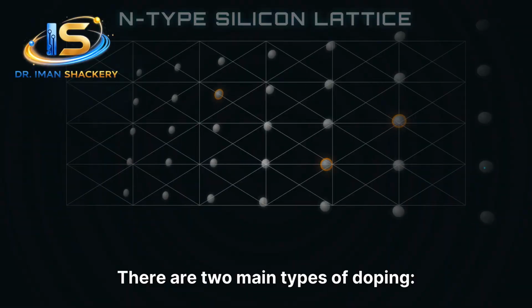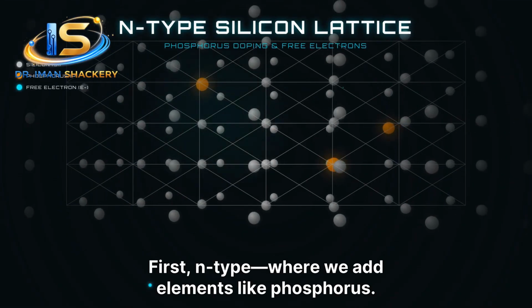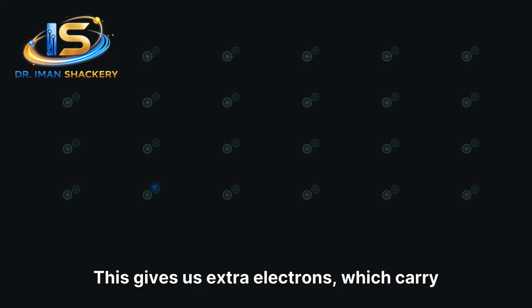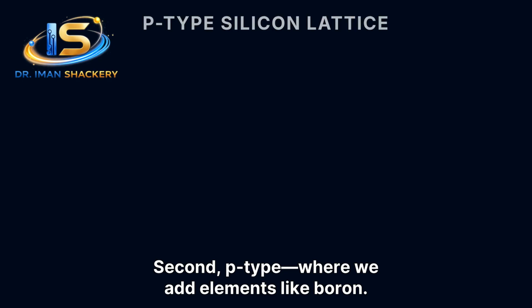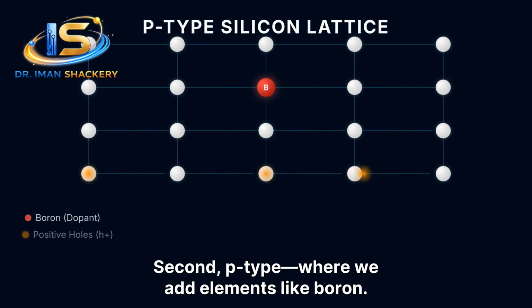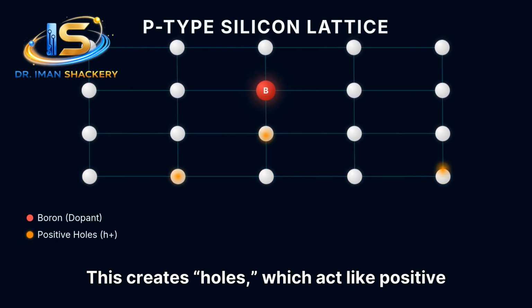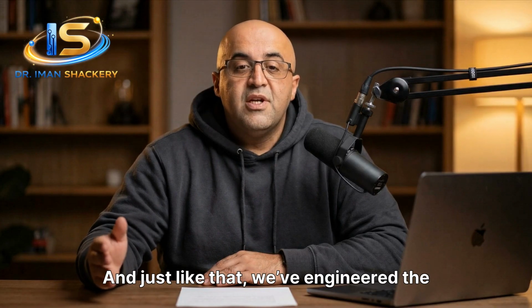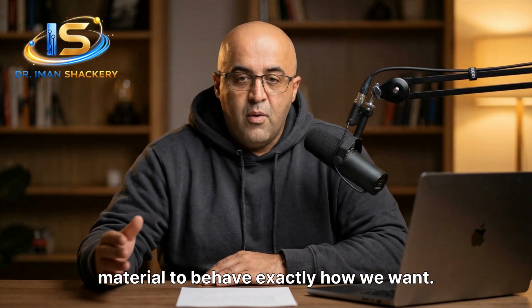There are two main types of doping. First, N-type, where we add elements like phosphorus. This gives us extra electrons which carry negative charge. Second, P-type, where we add elements like boron. This creates holes which act like positive charge carriers. And just like that, we've engineered the material to behave exactly how we want.